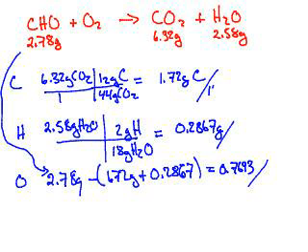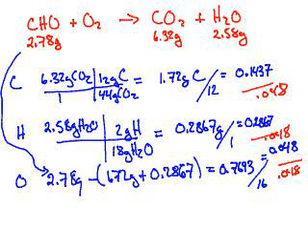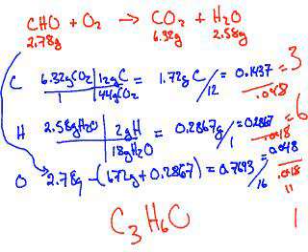Now to convert to moles, you divide by 12 here, divide by 1, divide by 16. This comes out to be 0.1437 moles. This, of course, is 0.2867, and this comes out to be 0.048. Now you divide by the smallest number, which is 0.048. And so you get, for this one, 3. For this one, you get 6. And, of course, you get 1 here. So it is going to be C3H6O.